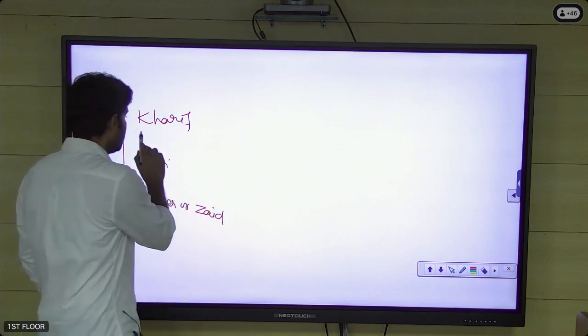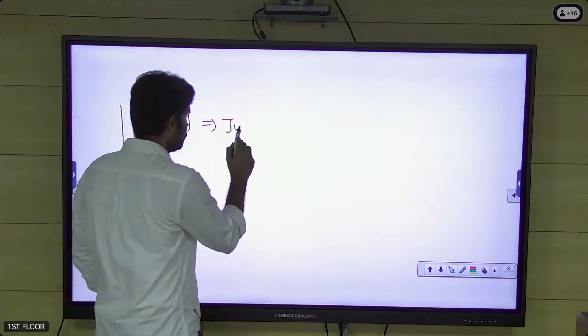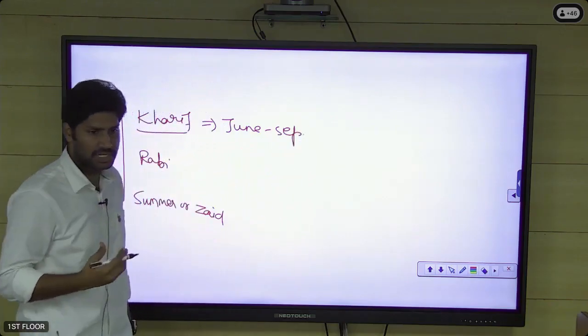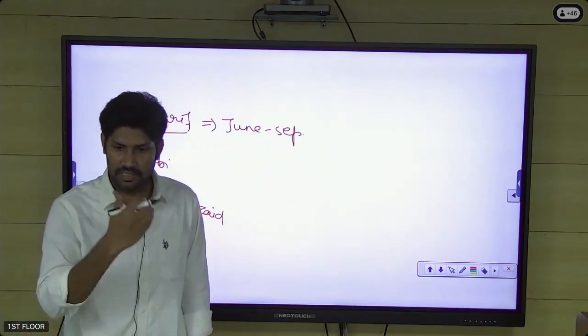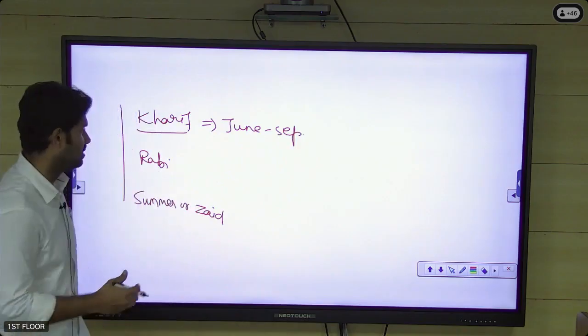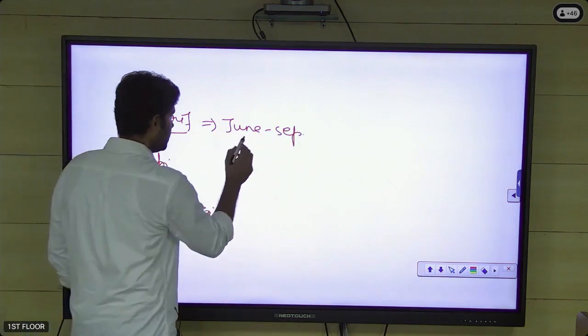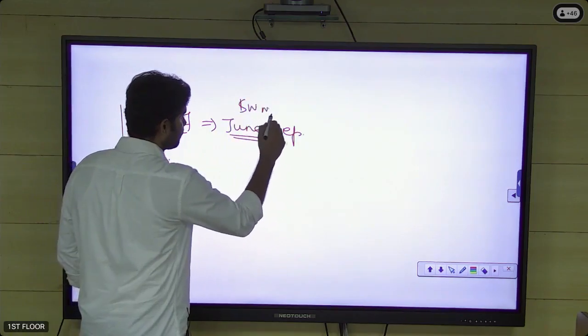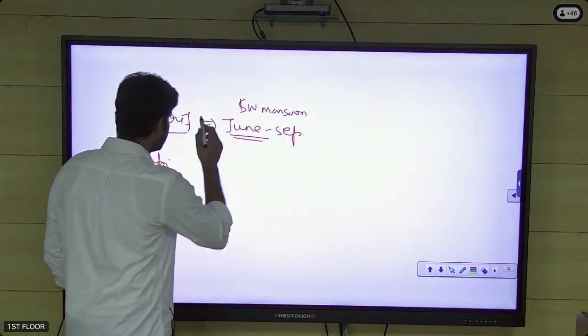So the Kharif season follows the southwest monsoon, June to September. Actually, like our educational year, the agri year also starts with June. So the agri year starts in the month of June. June to September is the monsoon period in India, the southwest monsoon. This is a major season.